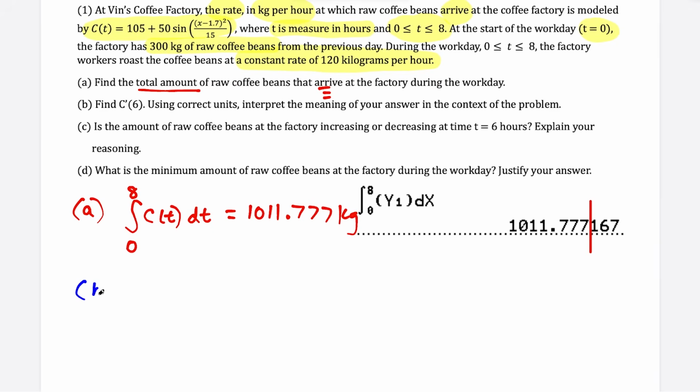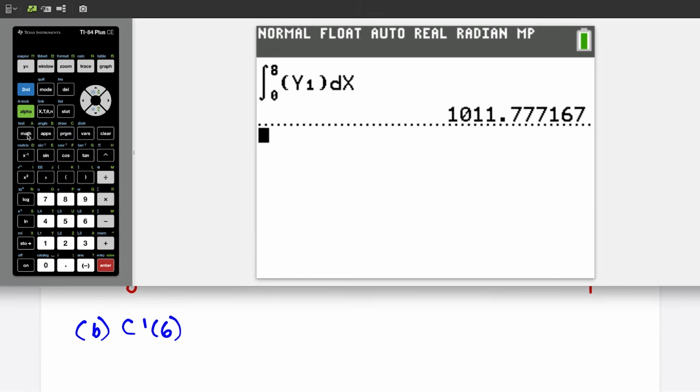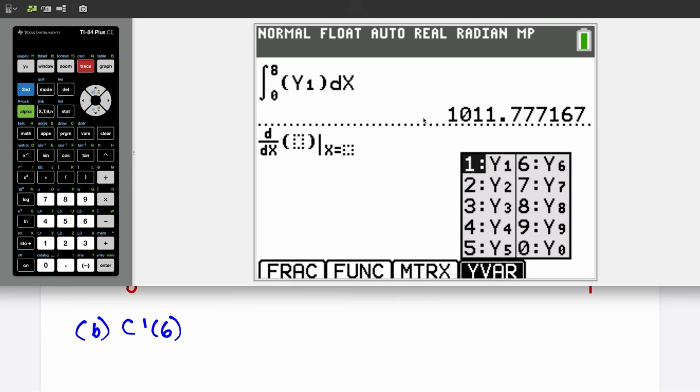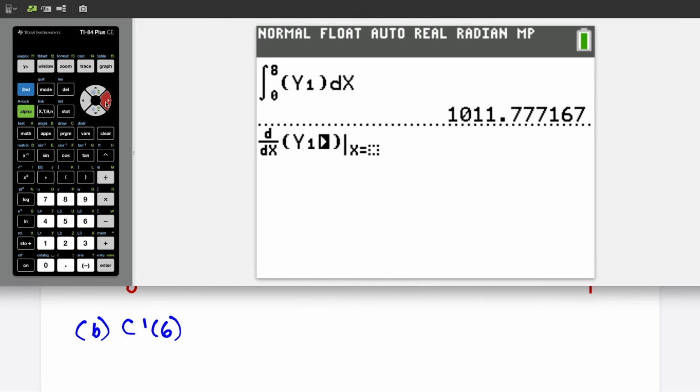For part B, first we're going to find C prime of 6. And for this, we just use the calculator. So the fast way to do this, we're just going to press Math 8 to pull up a derivative. We're taking the derivative with respect to x because we wrote C of t as a function of x. And now I'm going to press alpha trace to put y1 here. And we're evaluating this derivative at x equals 6. Please, if they allow you to use a calculator, no one should be doing derivatives by hand in this section. Okay, so time is a very valuable resource at an AP exam. So make sure when you are in the calculator section to use these shortcuts because it will save you time.